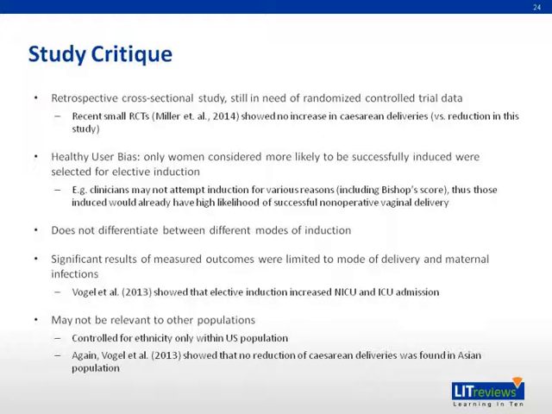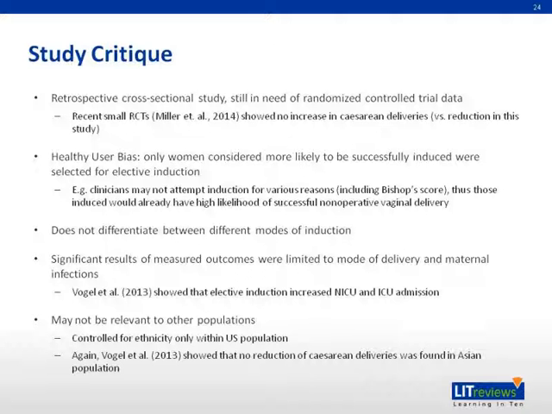Study critique. The study is a retrospective cross-sectional study, so there is still a need of randomized control trial data. Recent small RCTs show no increase in cesarean section delivery rates, versus a reduction reported in this study. There's also a potential for healthy user bias, in which only women considered more likely to be successful were induced. Clinicians may not attempt induction for various reasons, including Bishop's score, and those induced would already have a high likelihood of success. The study also does not differentiate between different modes of induction, which may confound the results.